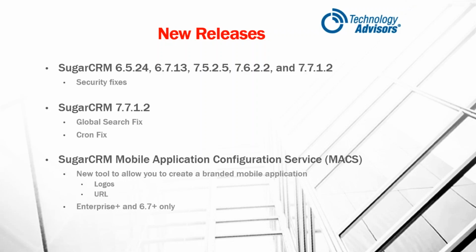And you can then publish either through a mobile device management program or a private app store or a public app store. You can publish your app for your users. Now, this new tool is available only for enterprise and higher, as well as version 6.7 and higher. So if you're using Sugar Professional or a version of 6.5, this would not be available for you at the moment. But it is an exciting new tool, and as Justin's going to explain a little bit more in a few minutes, it's the first step in a really big move Sugar is making around customizability of mobile.